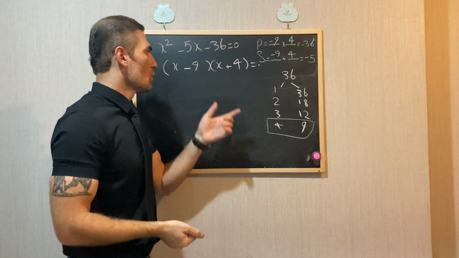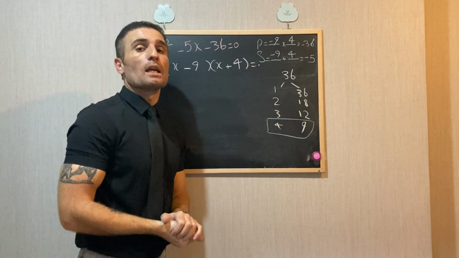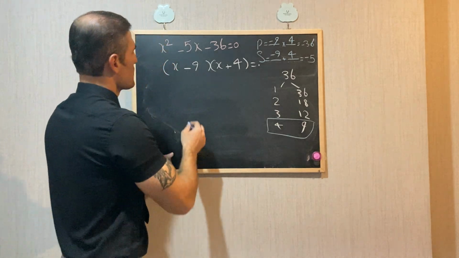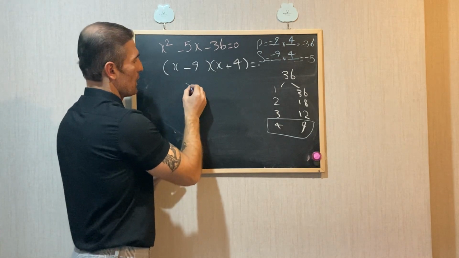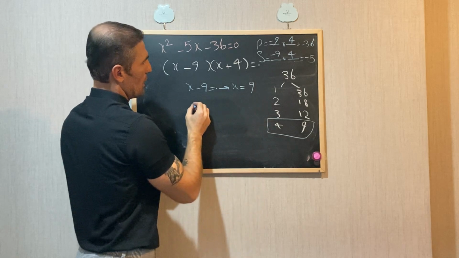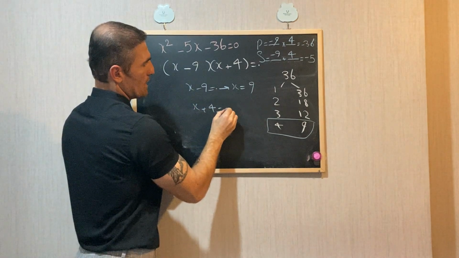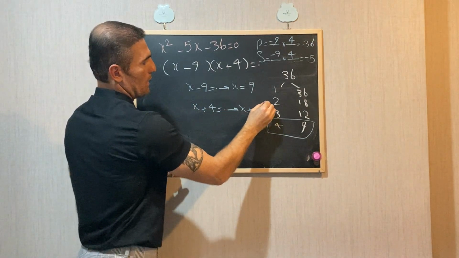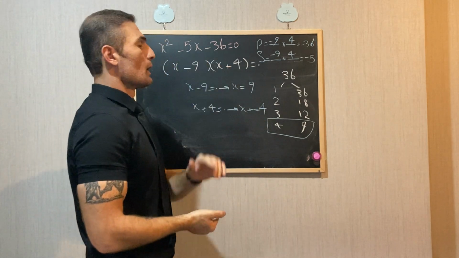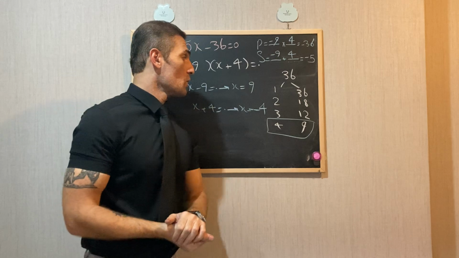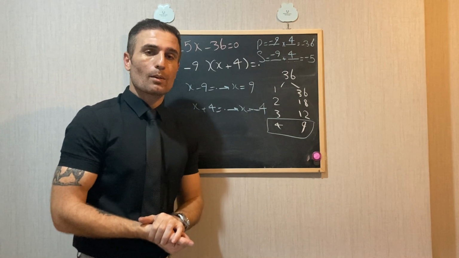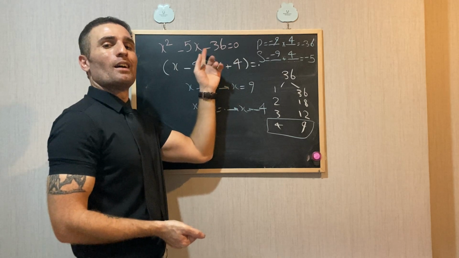And as you know, when the product of two factors is 0, at least one of them must be 0. Let's set them equal to 0. X minus 9 equals 0, so x equals 9. X plus 4 equals 0, so x equals negative 4. These are the two answers of this equation. If you want to check, we can check these answers by substituting them into the original equation.